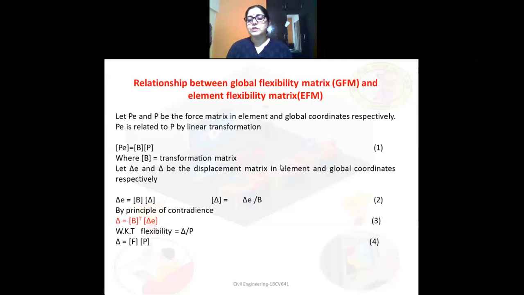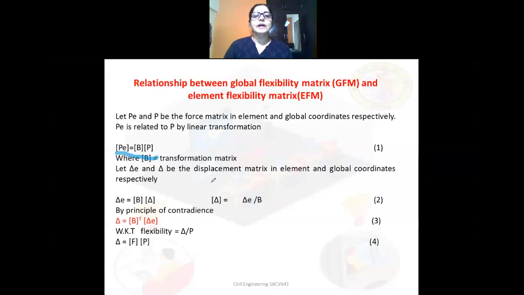So first we are going to divide the structure into small elements, and then we are going to write the element flexibility matrix for each element. Then we have to relate it to the force matrix of the global coordinates. That is related with the help of a linear transformation. So therefore PE is equal to B into P, where B is a transformation matrix.